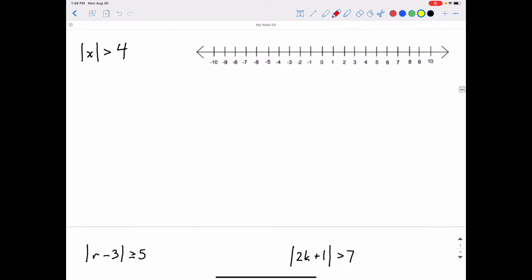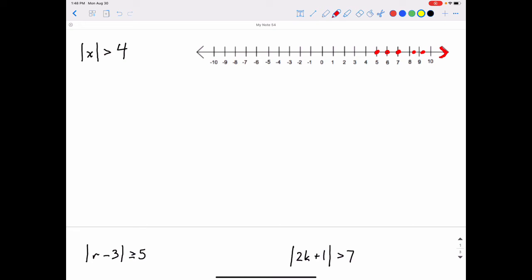Let's explore what a greater than absolute value inequality might look like. So what are some numbers with an absolute value that is greater than 4? So that would be numbers like 5, 6, 7, 8.5. We don't want to neglect our fractions. 9.2, or our decimals, or anything that is larger than 10 that's not on this number line.